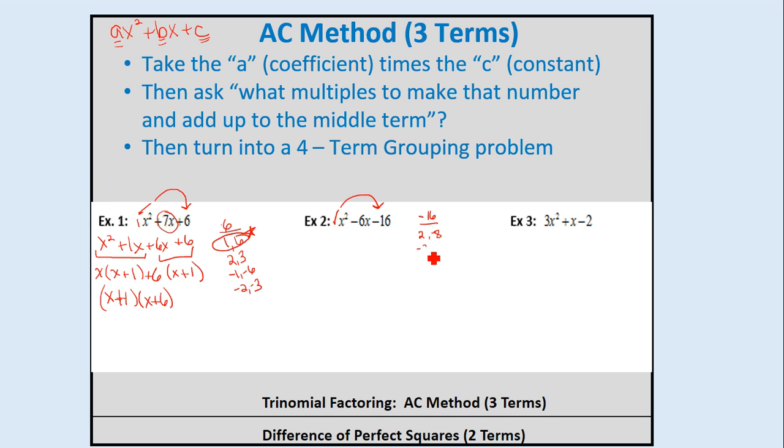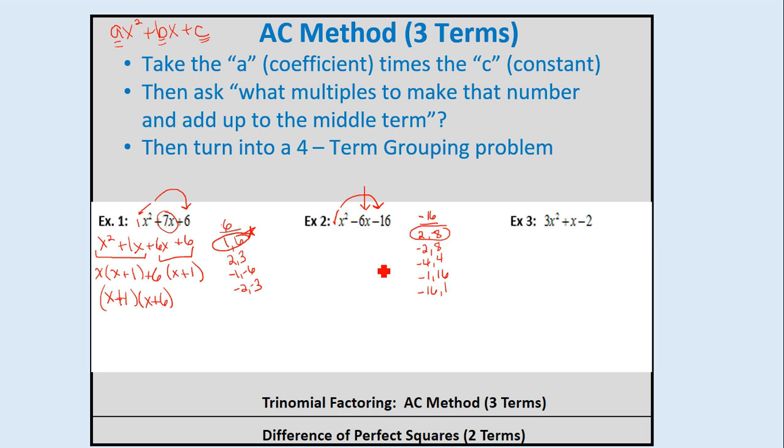There's negative 2 and positive 8. There's negative 4 and 4. There's negative 1, 16. There's negative 16 and positive 1. There's lots of options. Remember, when you multiply to make a negative number, one of your numbers has to be negative. But we're looking for the special pair that will add to make this middle term as well. So which of these numbers in this list will add to make negative 6?